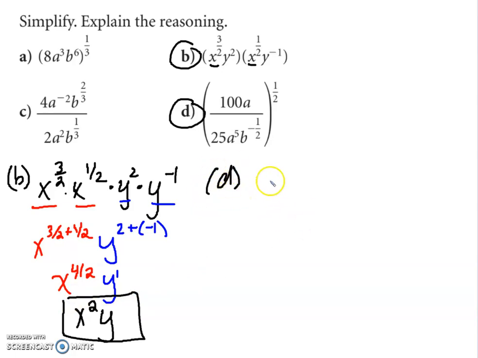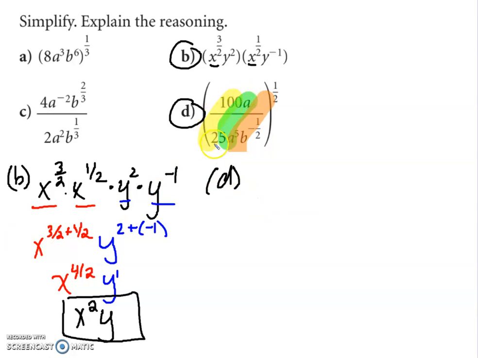And then D is a very complex problem. So I'm going to do everything inside the radical first and simplify, and then apply this 1/2. So again, we're going to look at numbers, simplifying with numbers. So 100 divided by 25. We'll look at A divided by A to the 5. And then we'll look at nothing divided by B to the negative 1/2.